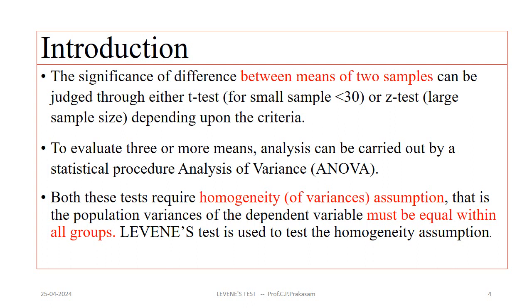Therefore, both these tests require one strong assumption: the homogeneity of variance assumption is required. That is, the population variance of the dependent variable must be equal within all groups. For this purpose, Levene's test is used to check the homogeneity of variance assumption.